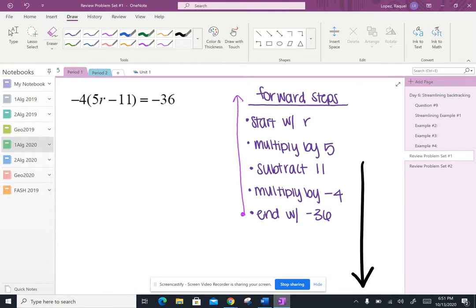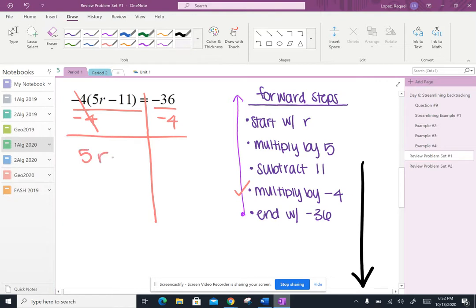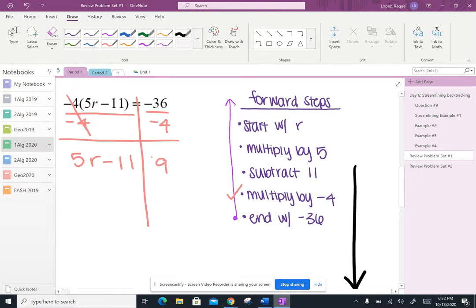I'm going to start off by taking care of this multiply by -4. To undo that, I want to divide both sides of my equation by -4. So I'm going to divide this whole thing on the left by -4, divide this by -4, bring down the leftover. So I have 5r minus 11, and then 36 divided by 4 is going to be 9. Whoops, trying to put my equal sign there.